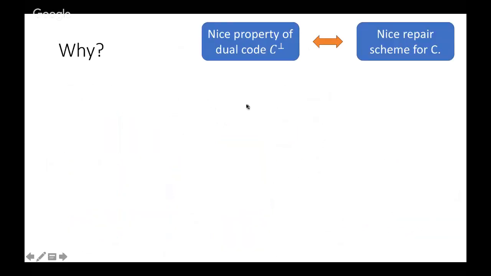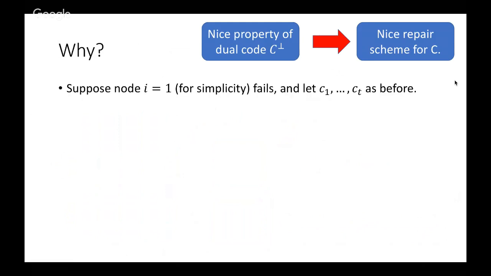So here's this nice property. I claim that it's equivalent to getting a nice repair scheme. I'm going to just show you this direction, that it implies a nice repair scheme, and then the converse is basically just linear algebra and imposing enough assumptions in the definition of nice. But here's basically how it's going to work.